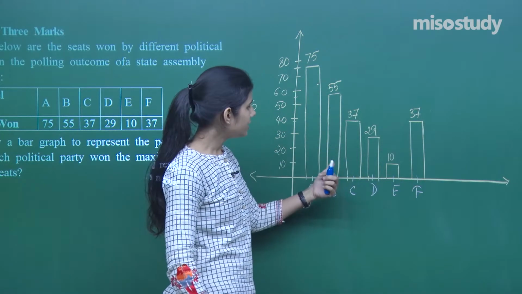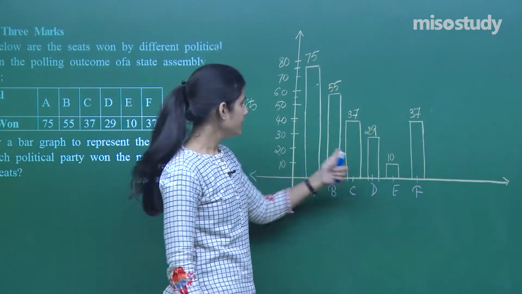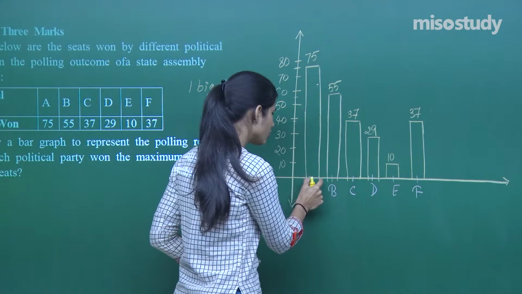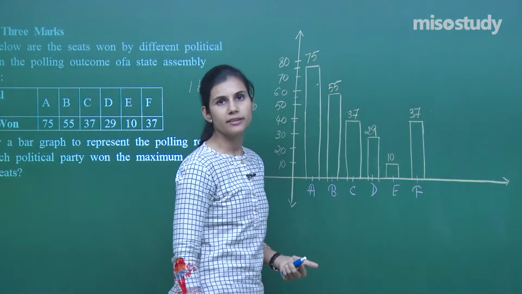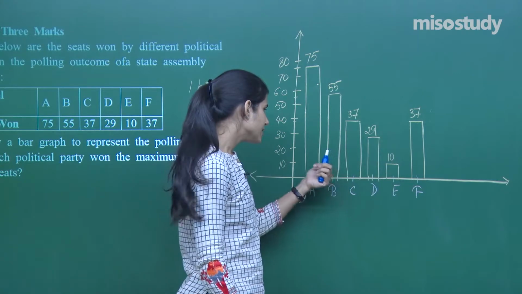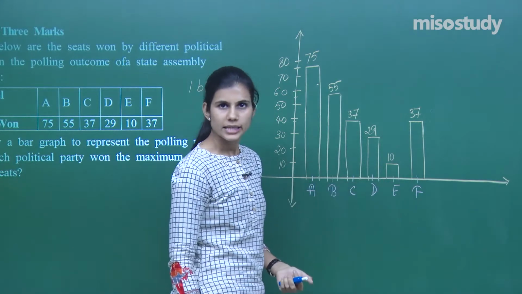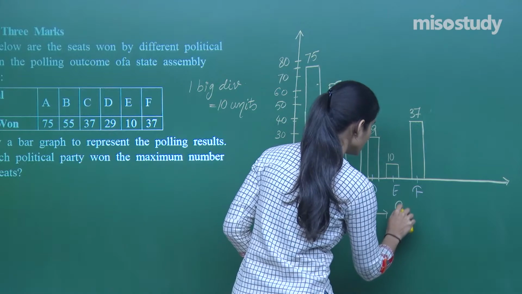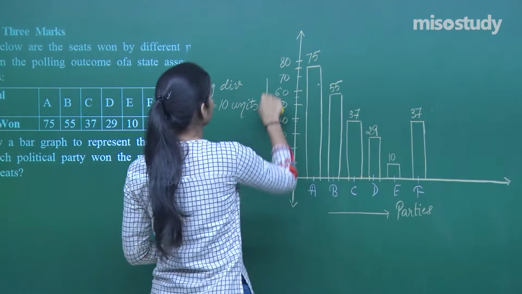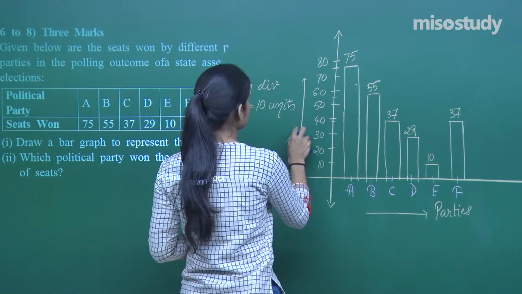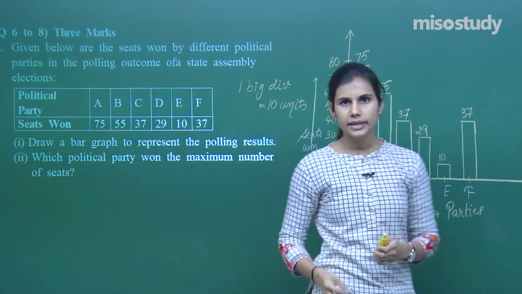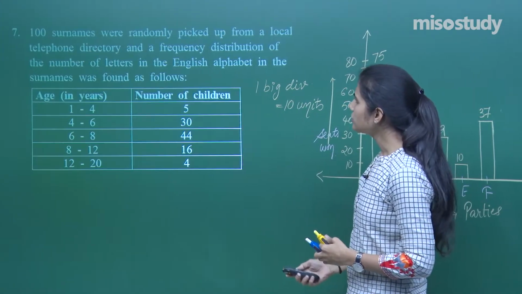So you can see between each bar I have a distance of 0.5, right, and each bar is of width 1. So they are equal sized and there is equal spacing between any two. Is it clear? You can write over here parties and you can write over here what? Seats. Clear? Let's look at the next question.